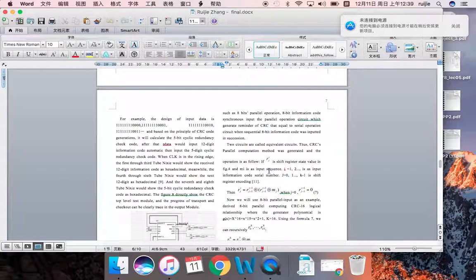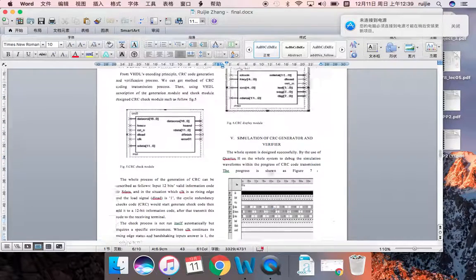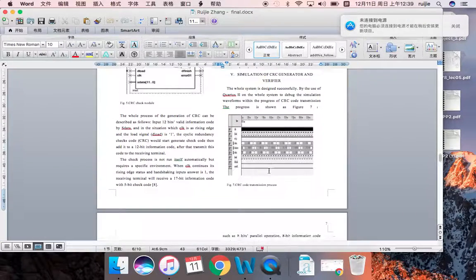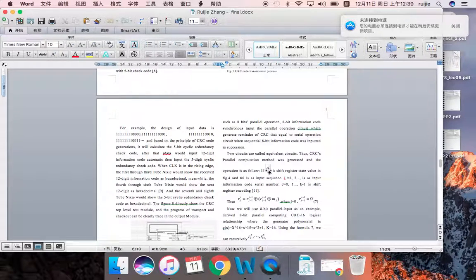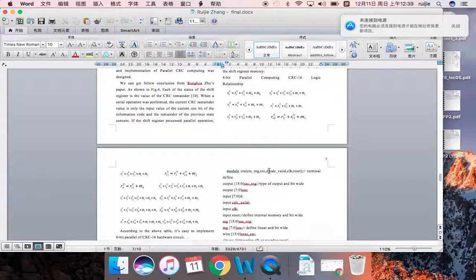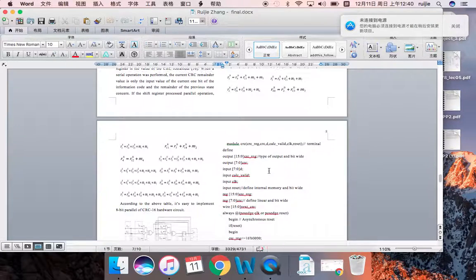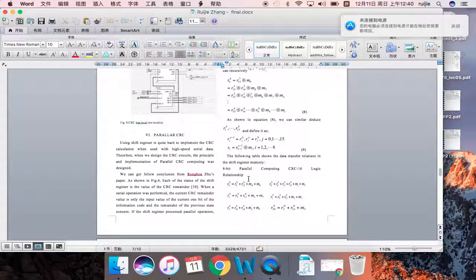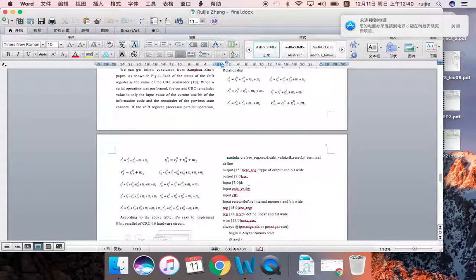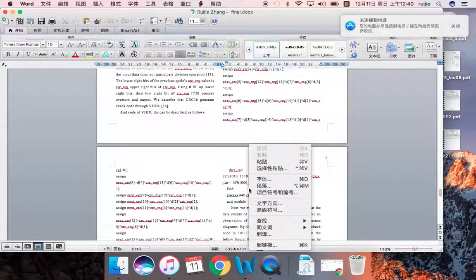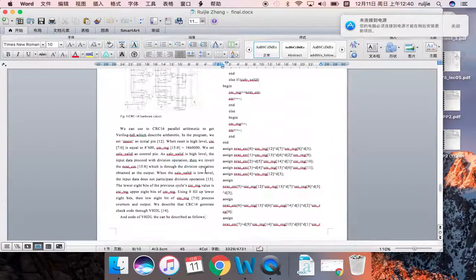Using a shift register is quite hard for implementing CRC calculations when used with high-speed serial data. Therefore, when we design the CRC circuits, the principle and implementation of parallel CRC computing was designed. Here is a step of derivation, so I will not introduce it. According to the above calculation, we can get the 8-bit parallel CRC16 logical relationship. We can look here. According to the above table, it is easy to implement the 8-bit parallel CRC hardware circuit.